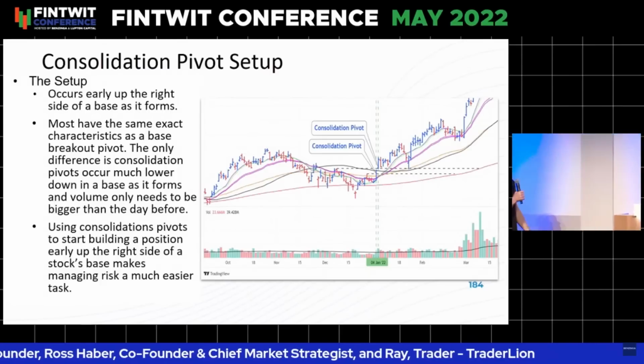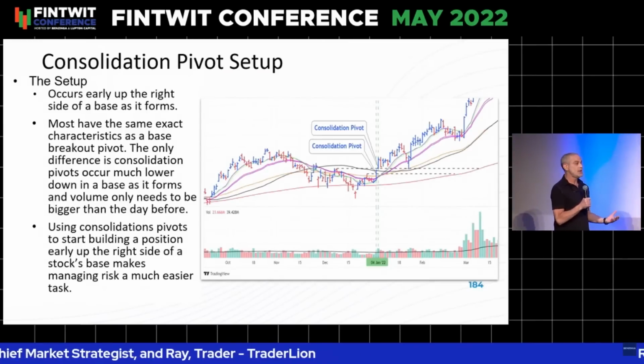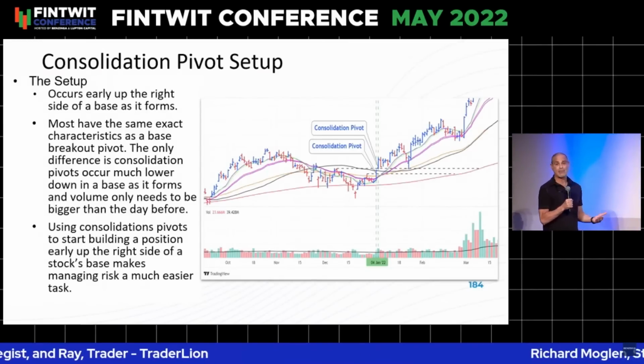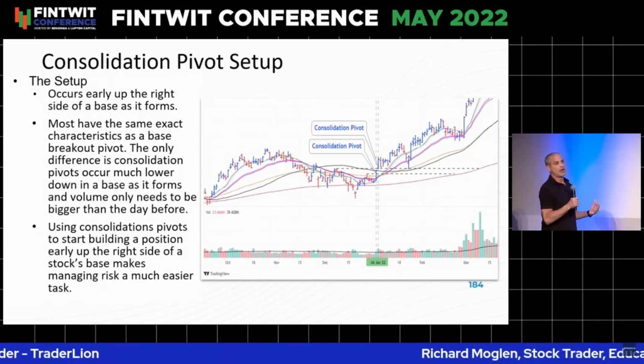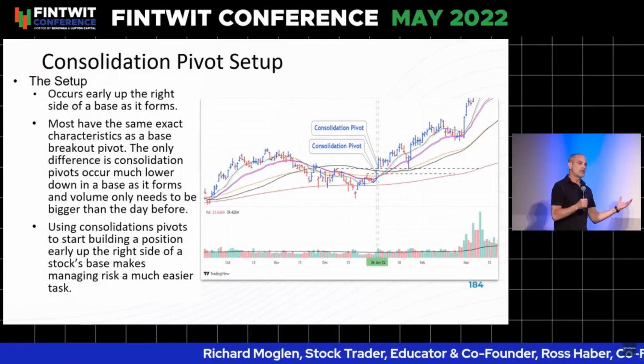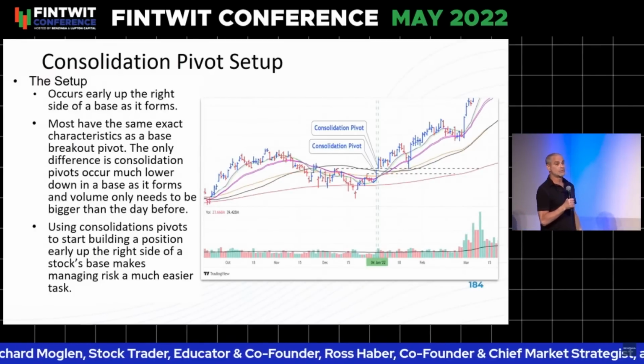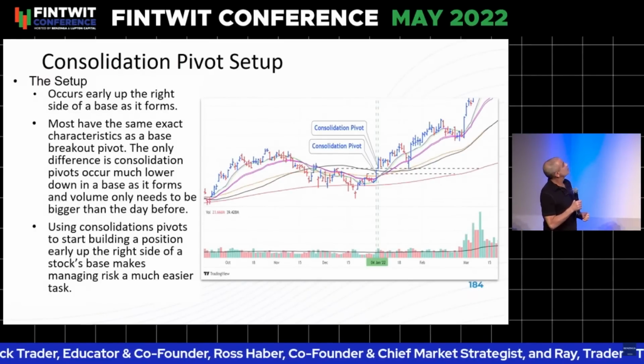Yeah, so very simply, a consolidation pivot in many cases will look just like a base breakout pivot, except that it's going to happen earlier in the base, right? For an official base breakout pivot, you've got to be within a certain amount from highs, and in many cases, this is getting you in much lower down in the base.